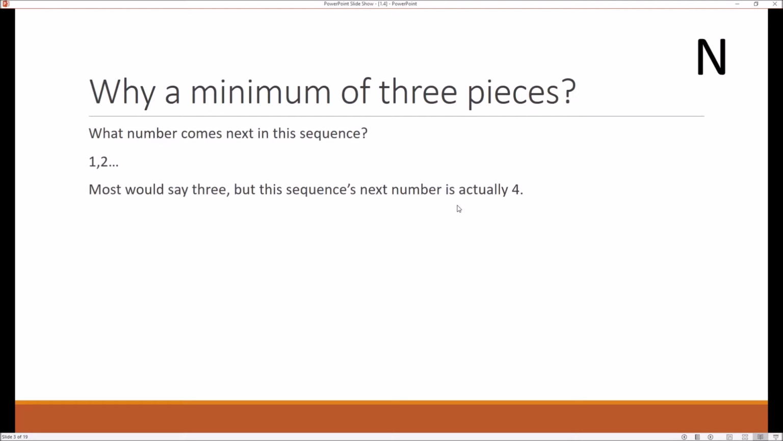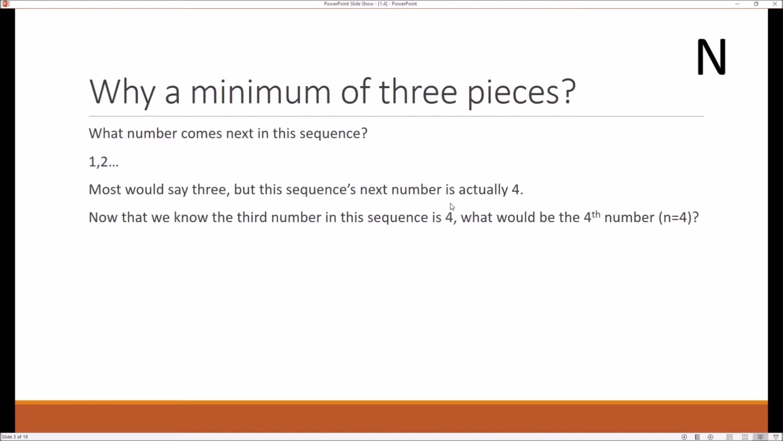But in this sequence, it's actually 4, and if the next number is 4, we start to see a pattern. So what would the 4th term be? This is term 1, this is term 2, and the 3rd term I gave you for the 3rd piece of data is 4. So now that we know that, using our inductive reasoning, what can we come up with for the 4th number? Well, the 4th number would be 8.